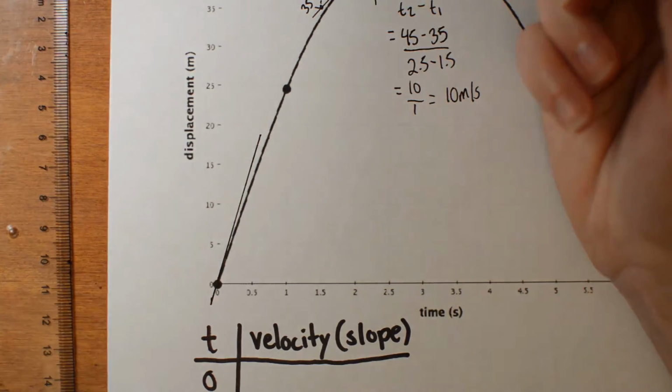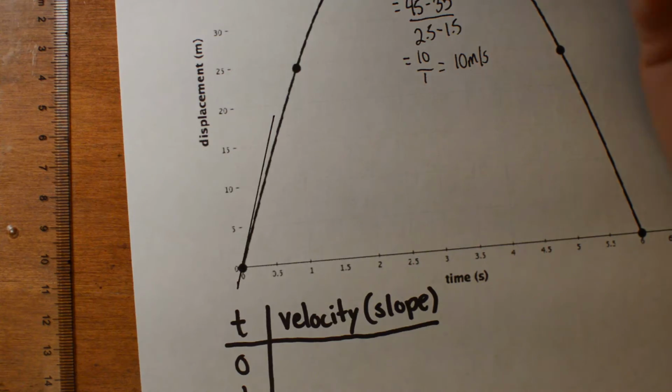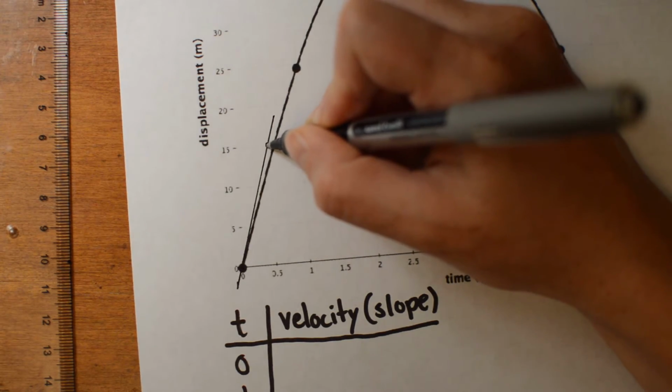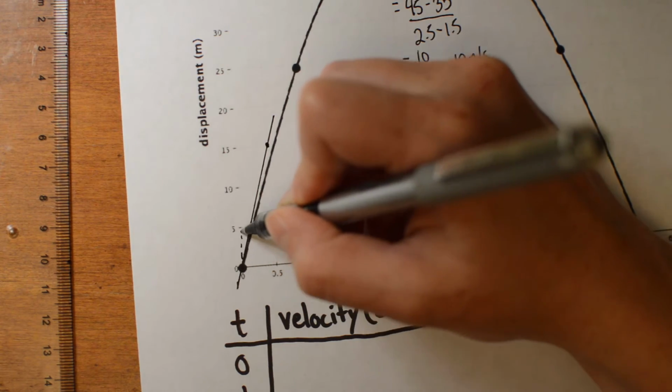There's a nice parallel line. Then I'm going to need to pick 2 points. A really good one to pick would be 0, 0. That's a very easy point to choose. Otherwise, it looks like it goes through 15 and 0.5, so that looks like a good one.